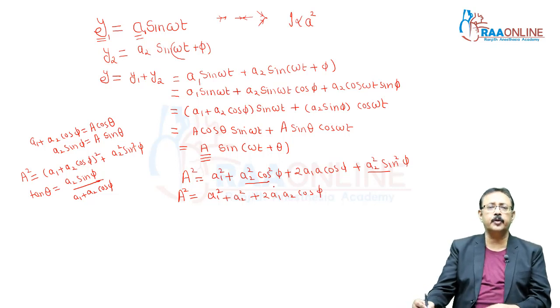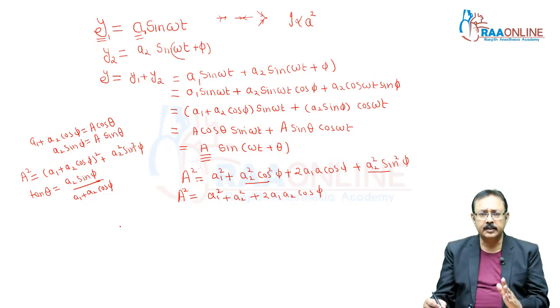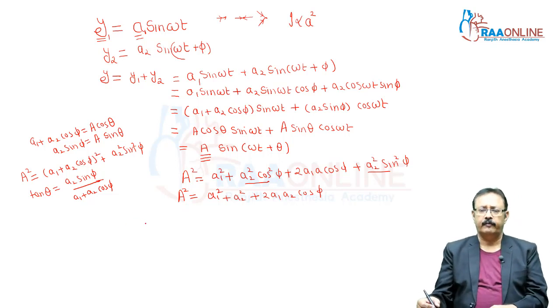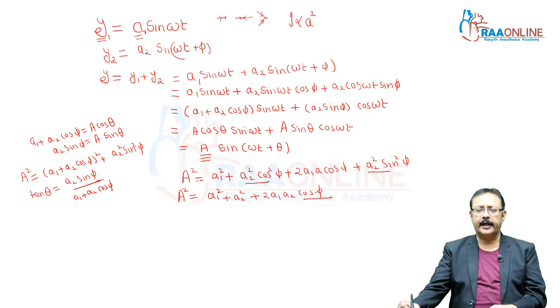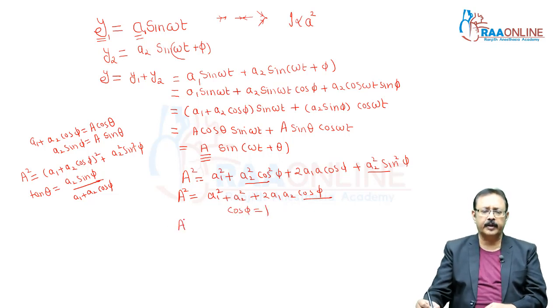It means the resultant amplitude of the particle will depend on this angle phi, the phase difference between the two waves. If cos phi is plus 1, which is the maximum value of cos phi, the resultant amplitude will become maximum, and its maximum value will be (A1 plus A2) whole square. Means A will be maximum and it will be the sum of the two amplitudes.